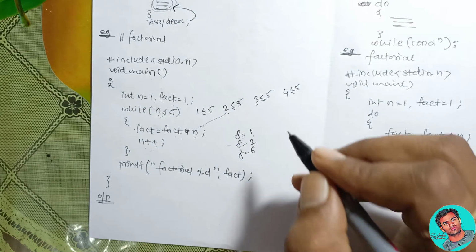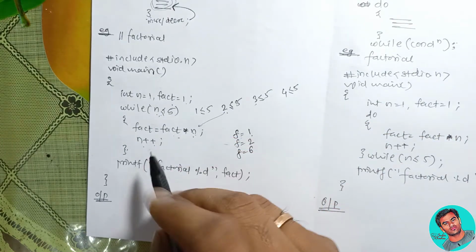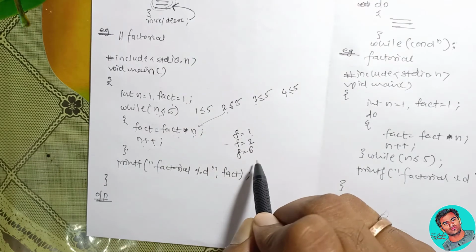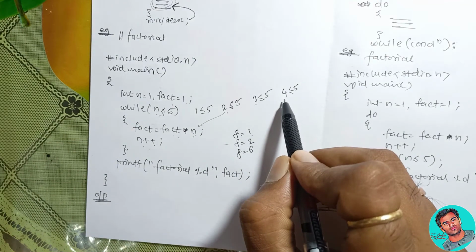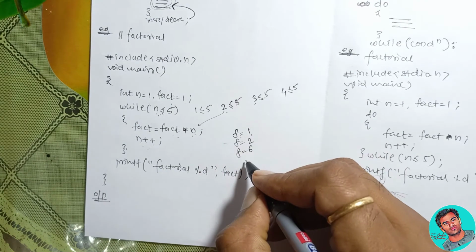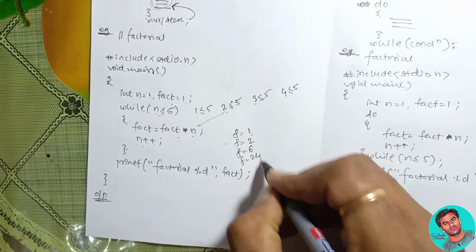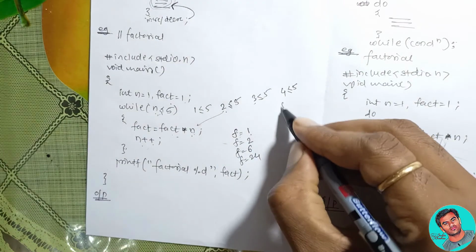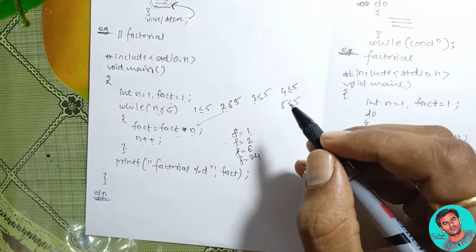Again the condition is true, so this block will execute. fact = fact * n. So now the value of fact is 6, and the value of n is 4. So 6 multiplied by 4, that is 24, becomes the value of f. Then n++, which is 5, less than or equal to 5.